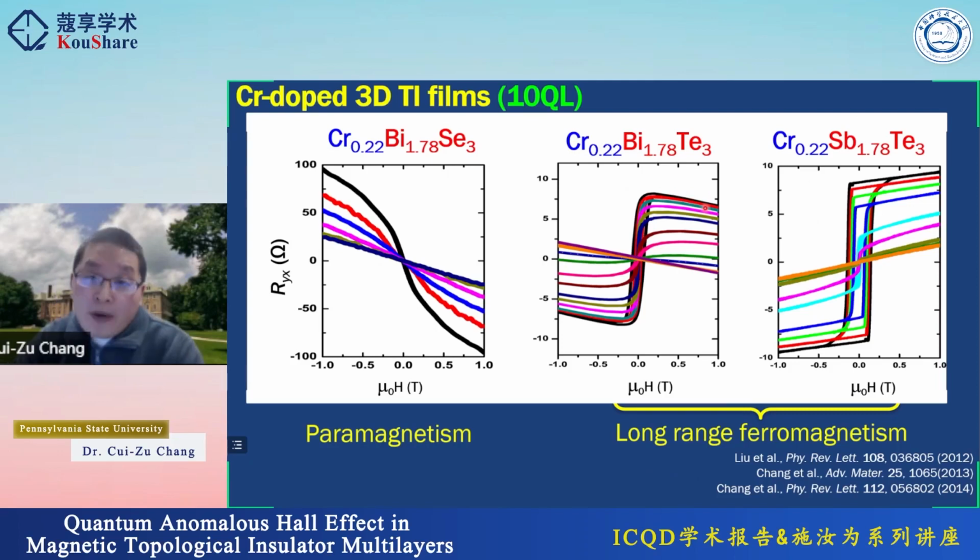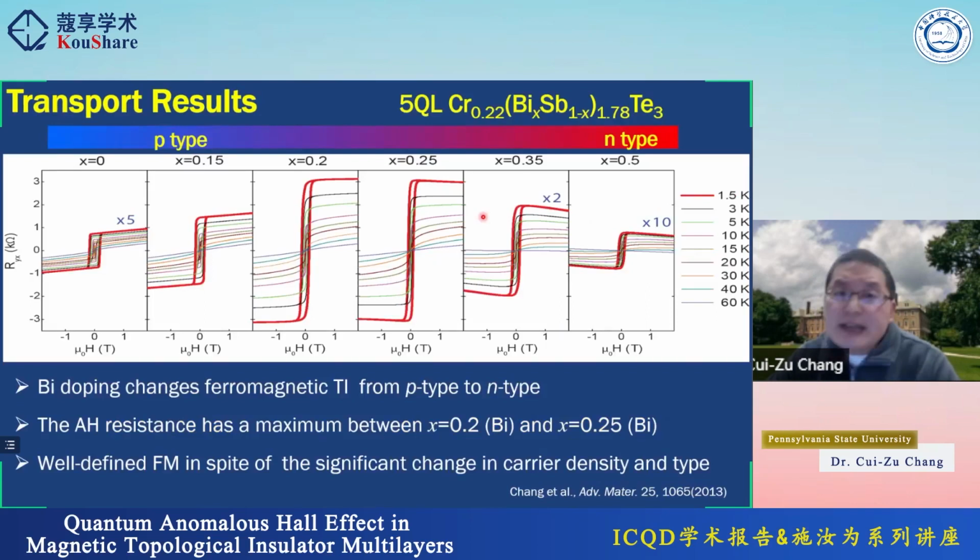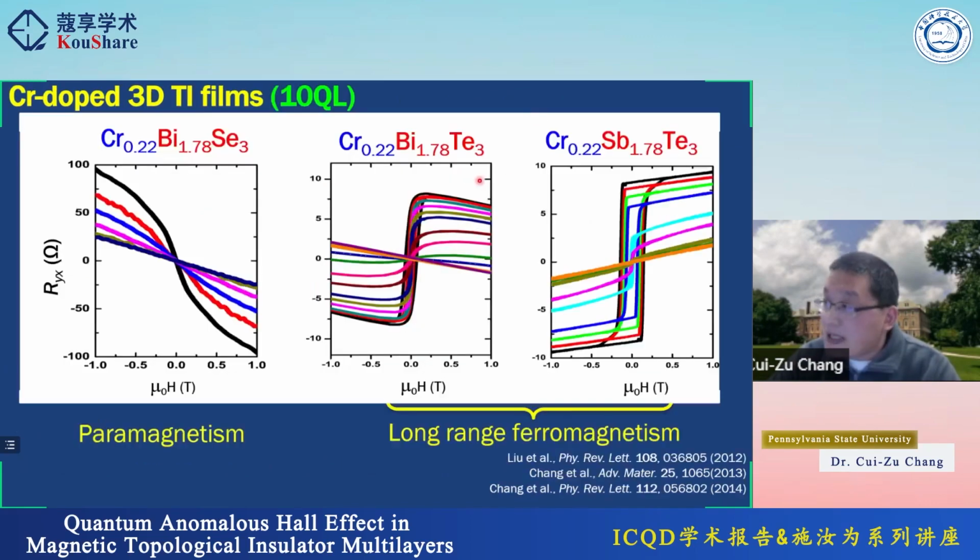So from a very straightforward point of view, we make them together and form the four-element chromium-doped bismuth antimony telluride. That's also the reason why we choose chromium-doped bismuth antimony telluride in our experiment for the realization of the quantum anomalous Hall effect. Next, let me show you the transport result of the 5 quintuple layer chromium-doped bismuth antimony telluride. We systematically change the bismuth doping level. As I just showed you, one is n-type, one is p-type, so at some bismuth antimony ratio, we may realize the insulating state and the quantum anomalous Hall effect.